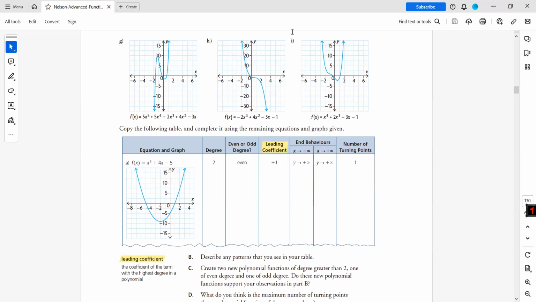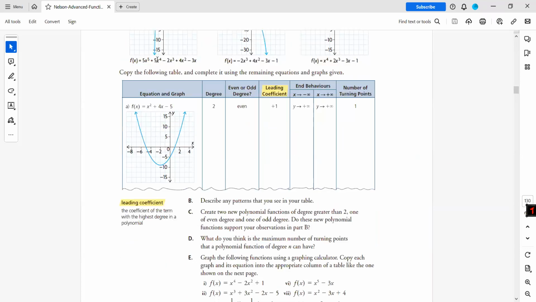The number of turning points can also be assessed through the degree of a function. Remember that the maximum number of turning points, for example, for a polynomial function of 5th degree would be 4. So the number of turning points is the degree - 1. So these are characteristics that we can identify up till now.